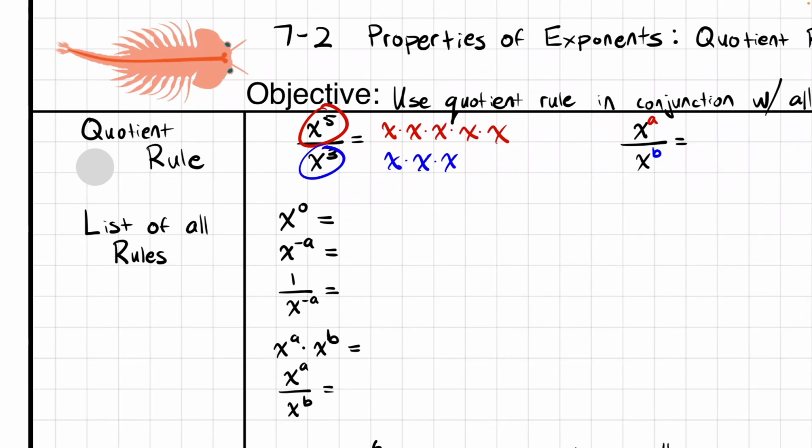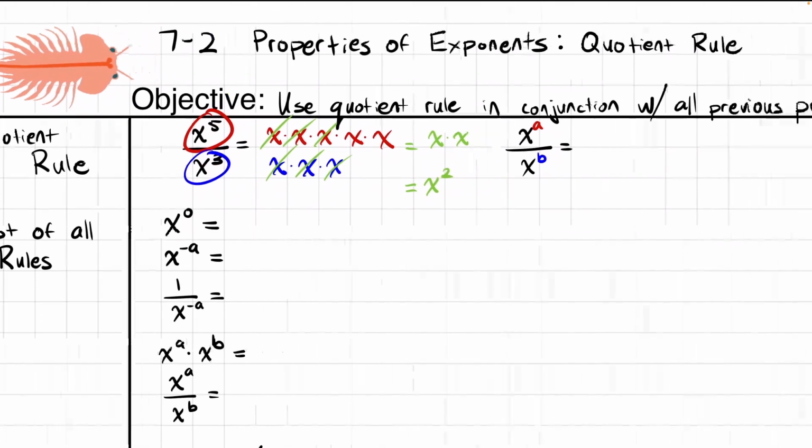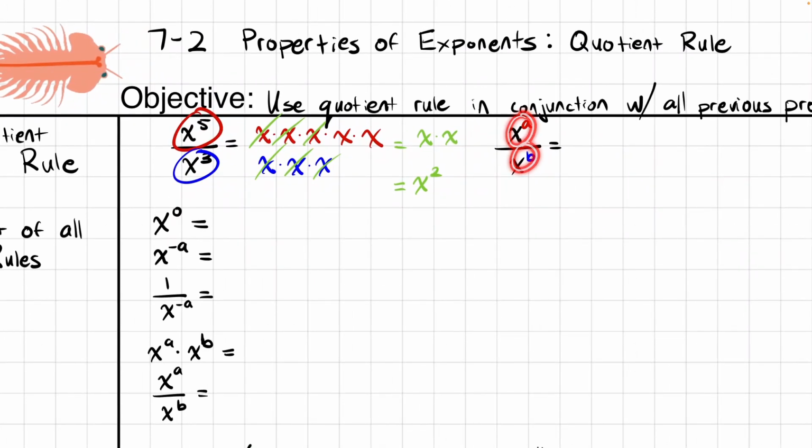And I'm going to cross cancel. So if I cross cancel, these two are gone, these two are gone, and these two are gone, which means I'm left with an x times an x, which is just an x to the power of 2, which is interesting because I had a 5 here and a 3 here, and I'm left with a 2 here. So who can tell me in their own words, if I have an x to the power of a and an x to the power of b, what is our shortcut?